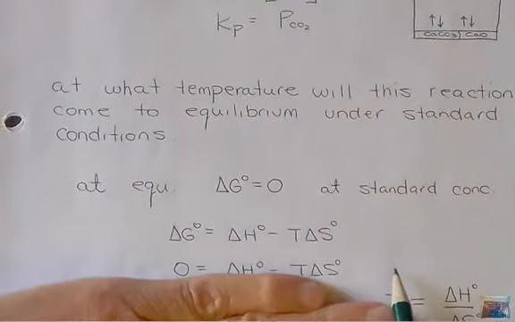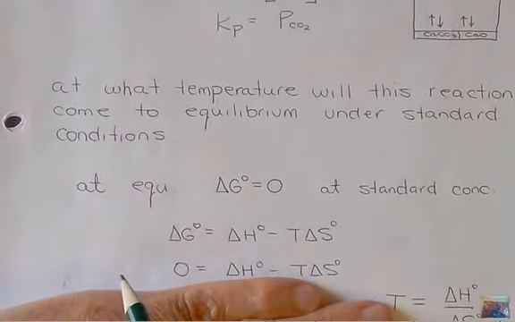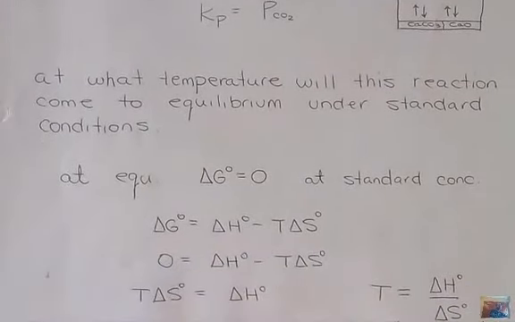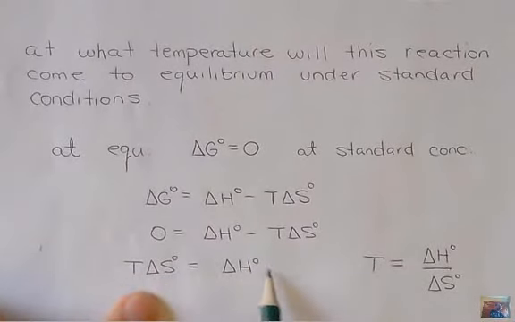So to solve this second equation right here for T, all I have to do is bring delta H over to the other side, right? Or actually, let me bring T delta S over to the other side so it'll be positive. So I have T delta S is equal to delta H, right? T delta S is equal to delta H. How do I get T by itself? Divide both sides by delta S.